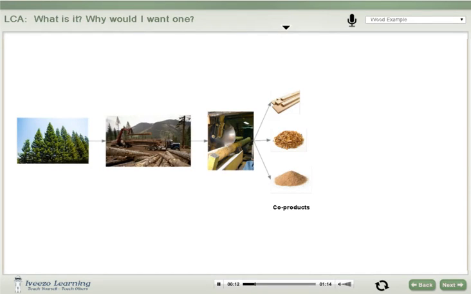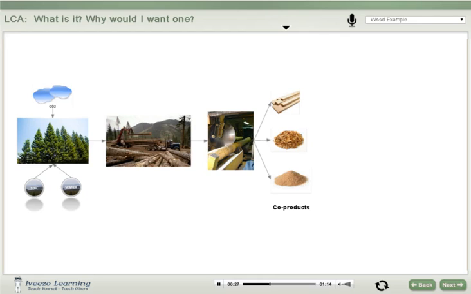Now let's go back to the trees and think about what it takes to grow a tree. We need soil and we need water. Both are natural resources from Earth's ecosystems. We also need carbon dioxide from the air, another natural resource.